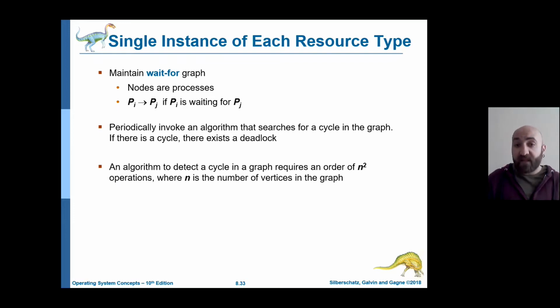An algorithm to detect a cycle in a graph requires O(n²) operations, where n is the number of vertices in the graph. So this is the complexity of that algorithm.